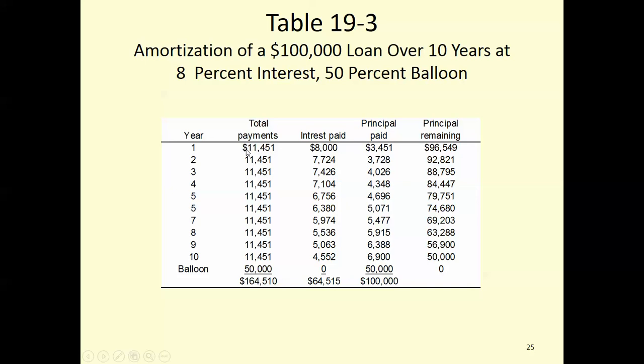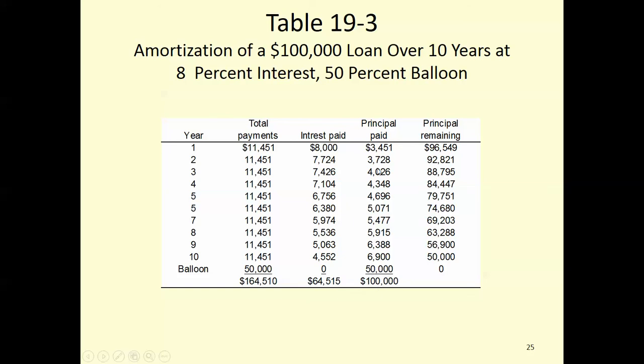Let's look at it a little bit differently. We pay back the $50,000, like I said, but you also pay $64,000 of interest. Okay. Then you need to come up with $50,000 at that time for the balloon payment. So your total payments is $164,500, with all the annual principal payments along with the $50,000 balloon payment.